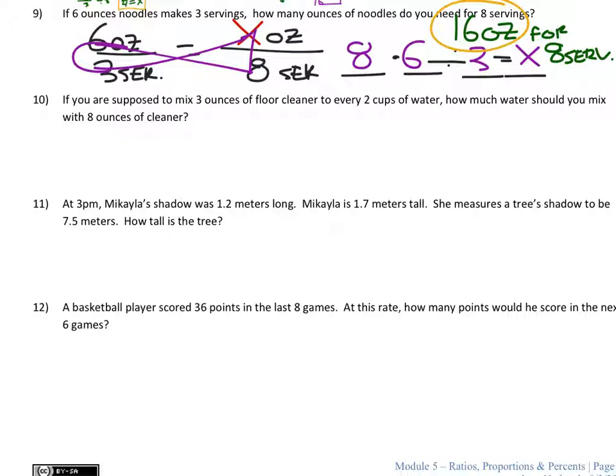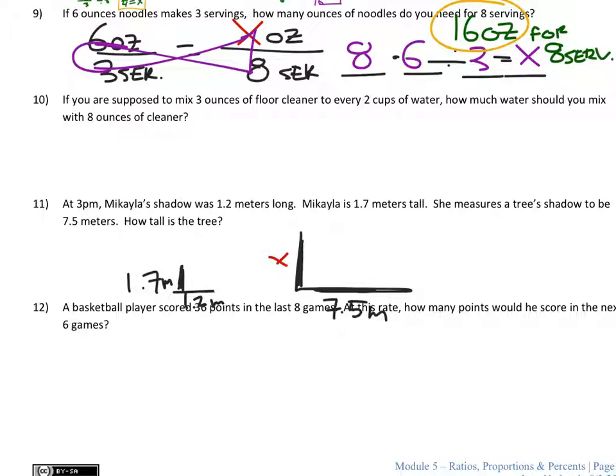So at 3 p.m. Michaela's shadow was 1.2 meters long. Michaela is 1.7 meters tall. Now it actually may help to draw a picture of this. So Michaela just gets to be a stick today. She's 1.7 meters tall, and the shadow she cast was, and that's not proportional, but 1.2 meters. Well, then she's got a tree. The tree should be pretty big there, and then it's casting a shadow that is 7.5 meters right there. And we just want to figure out how tall the tree is.